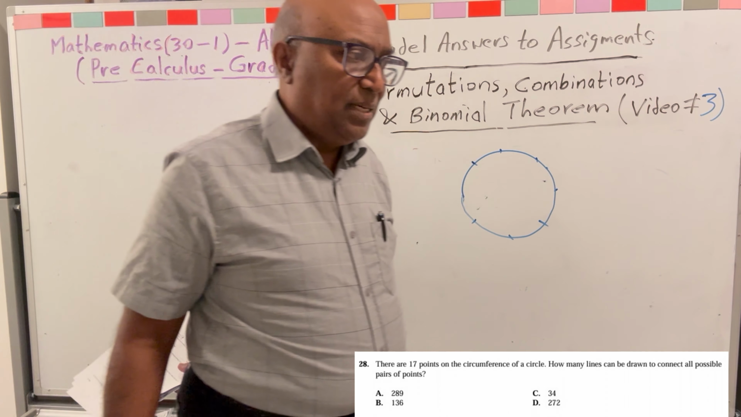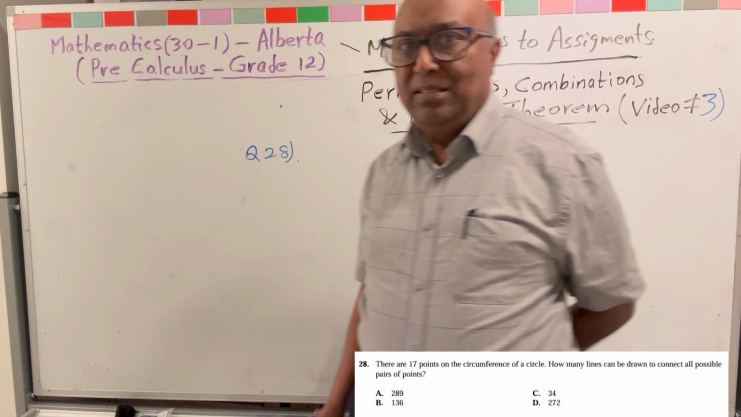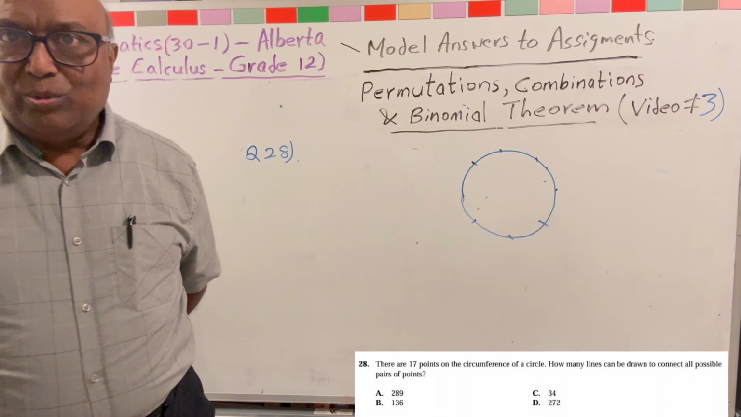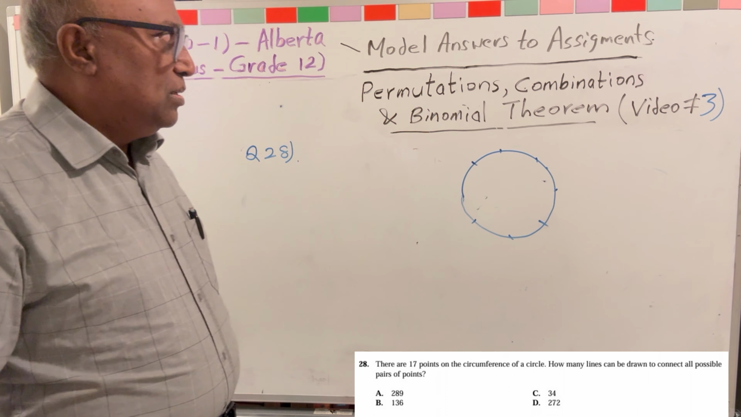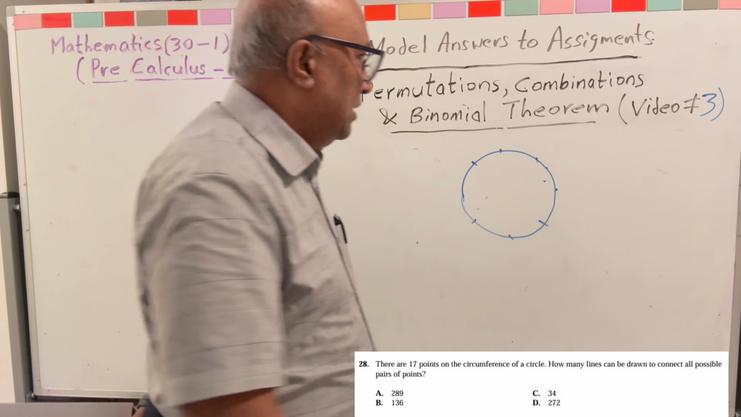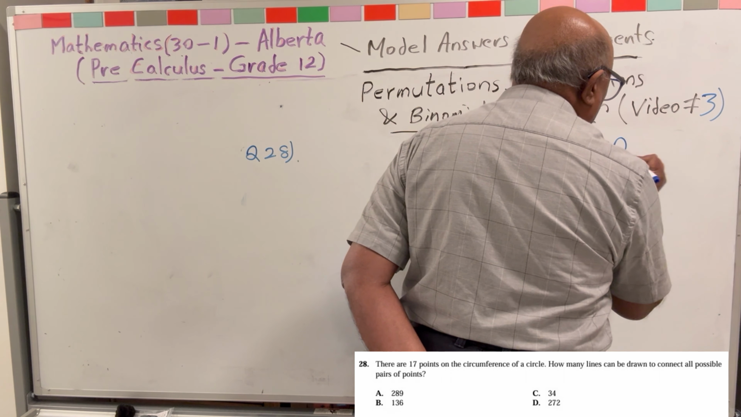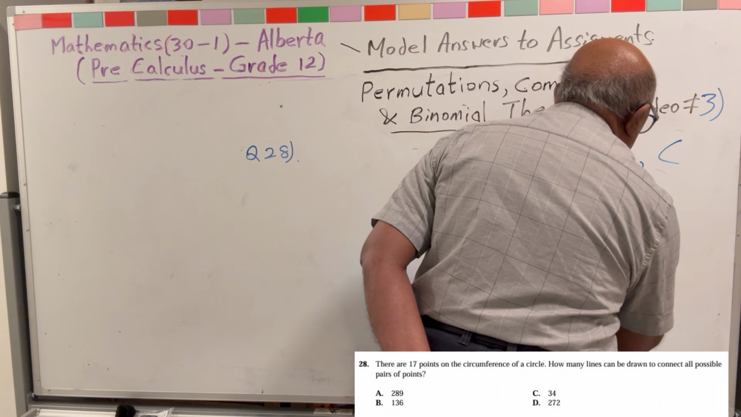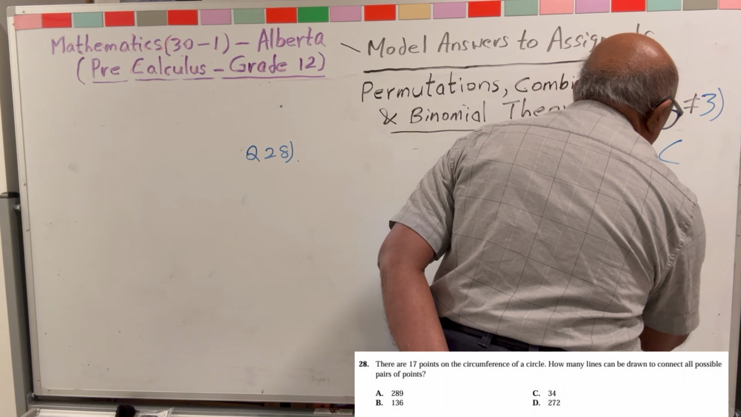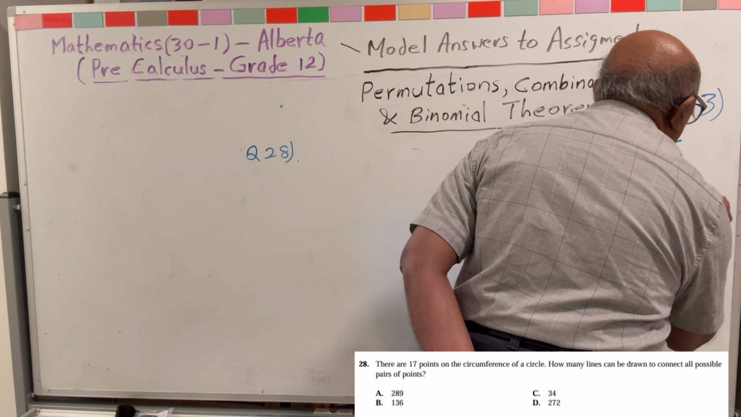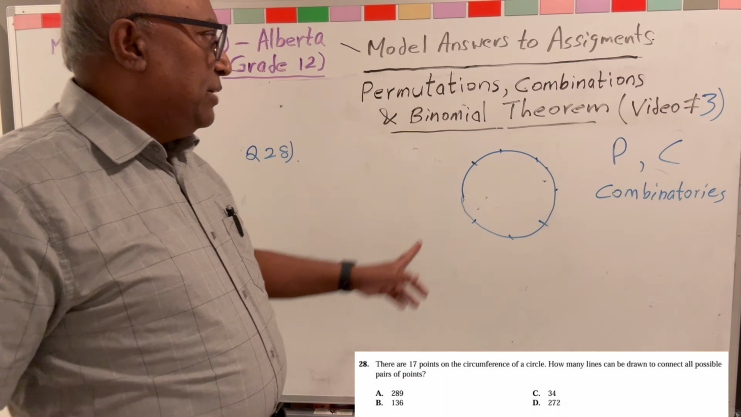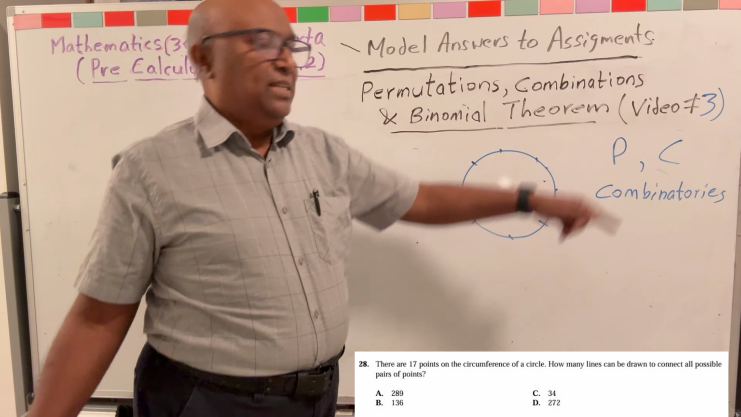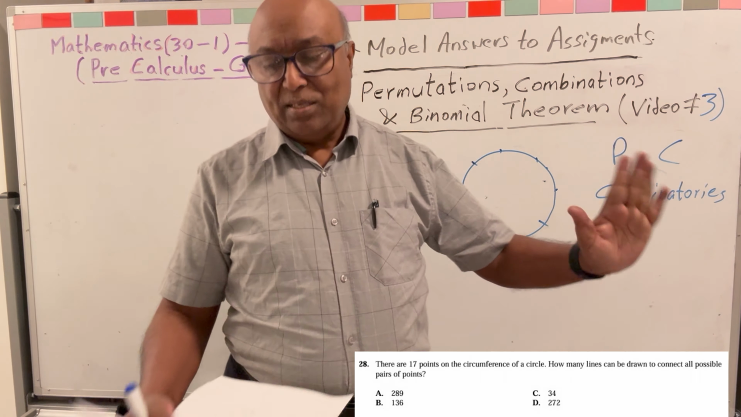Actually, this time the question has been asked indirectly, but we have to apply the concept. We have to select which kind of combinatorics to use. Why did I say combinatorics? Both permutation and combination are called combinatorics. That means we have to select the right one, either permutation or combination.